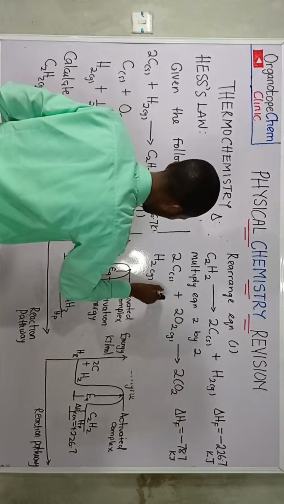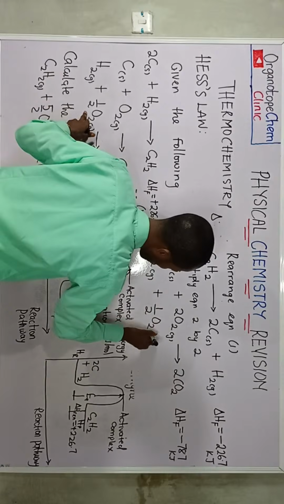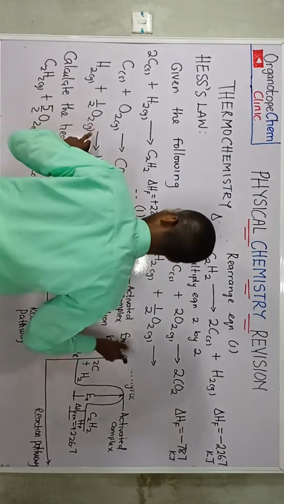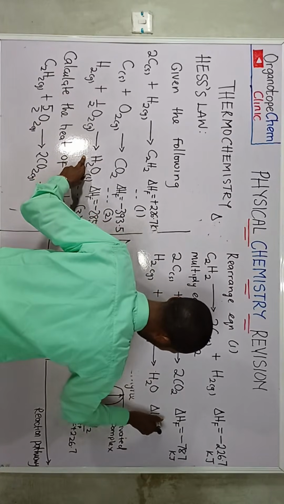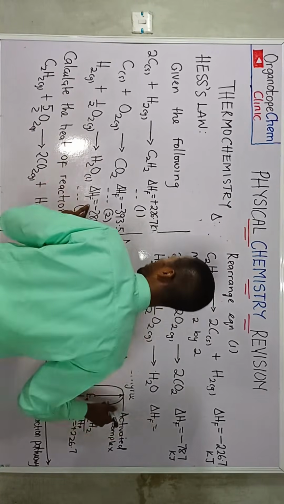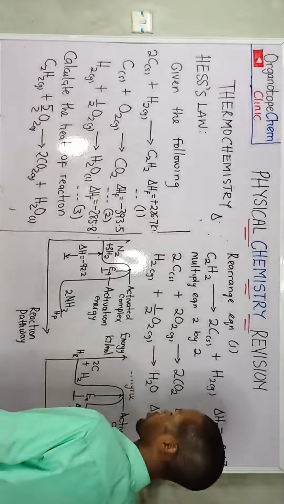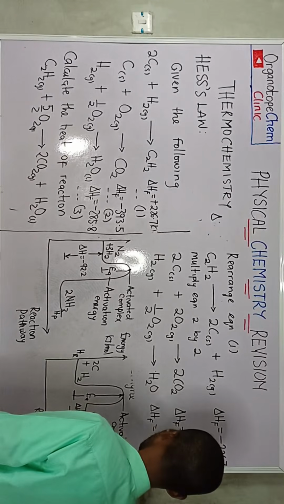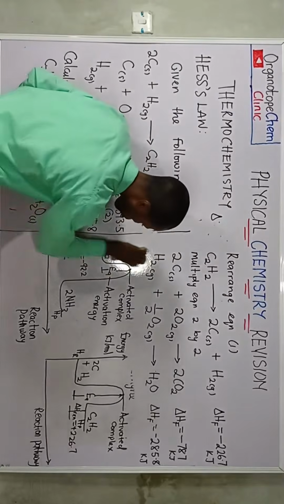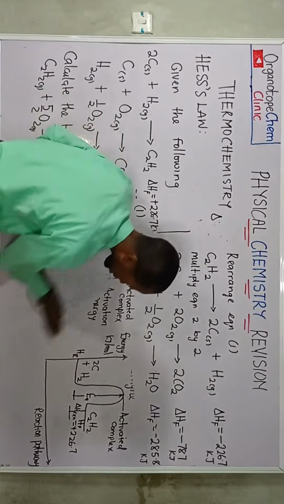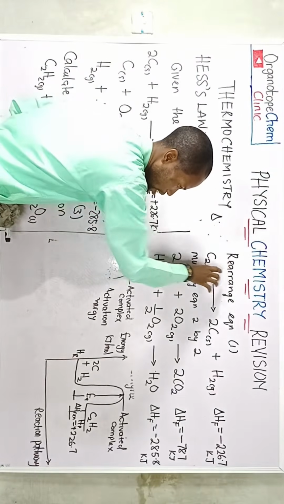H2 gas plus half O2 gas, resulting in what? Formation of water. Then the enthalpy of formation is what? We are having minus 285.8 kilojoule. Okay?